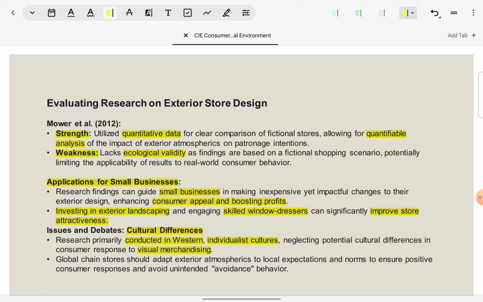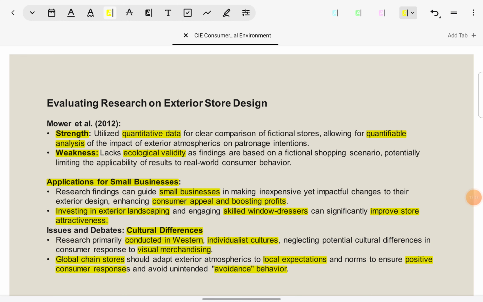Overall, what we can say in terms of cultural differences is global chain stores, stores which have their branches in different countries, should be very careful to cater to local expectations, whatever is desired in the particular culture where their store is located, so that they can encourage positive approach behavior in consumers and not unintentionally arouse avoidance. Like the example I just gave, if a mannequin with revealing clothes is to be placed in a traditional culture, rather than attracting consumers, it would repel consumers. So stores need to be careful not to use the same strategies for their exteriors throughout the world. They need to make culture specific considerations.